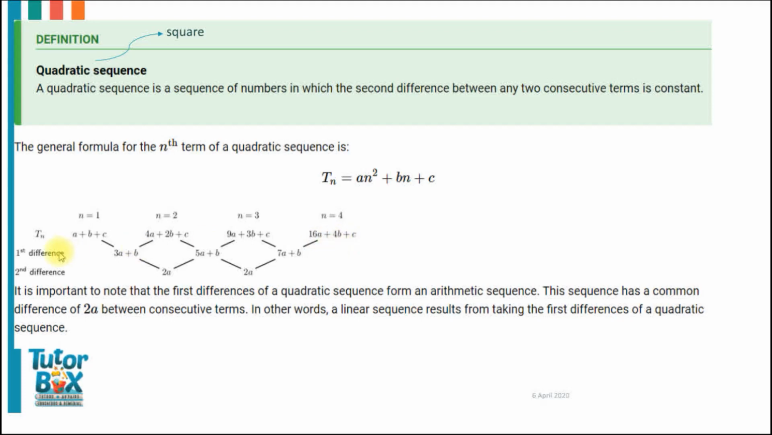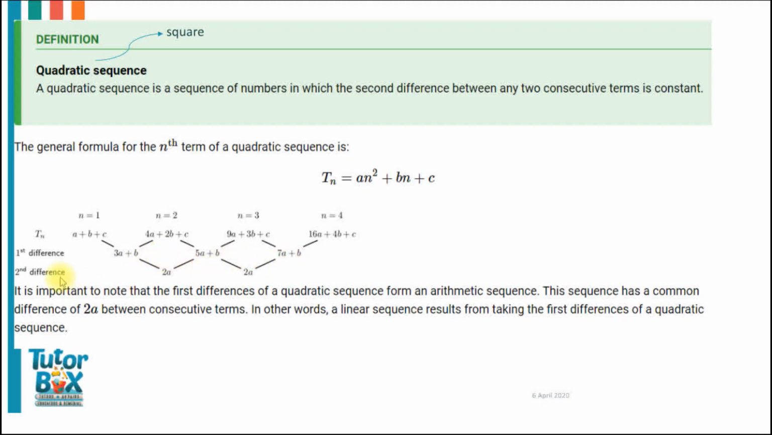Now if I get my first difference, I'm going to take T2, 4a + 2b + c, minus everything here, a + b + c. So 4a minus a gives me 3a, and 2b minus b gives me b, and c minus c is 0. You do the same thing for these ones here. You should get 3a + b, 5a + b, 7a + b.